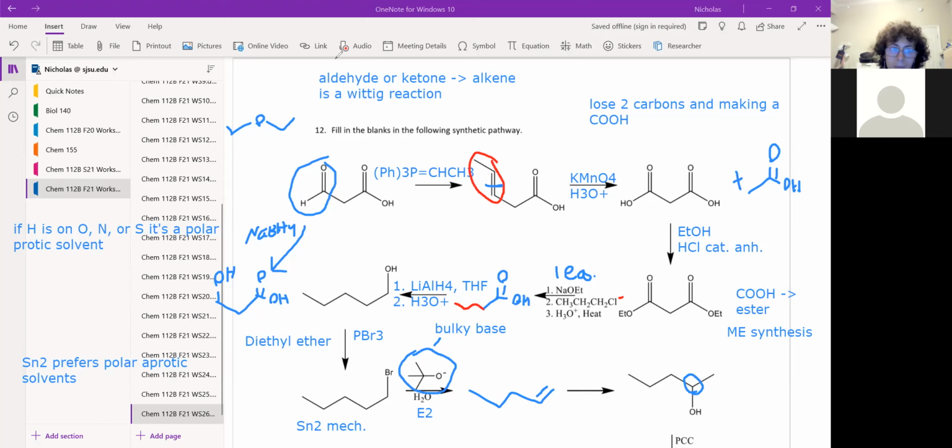Yep. Conditions, because we want to form the Markovnikov alcohol. So you want to use those particular conditions. Okay.